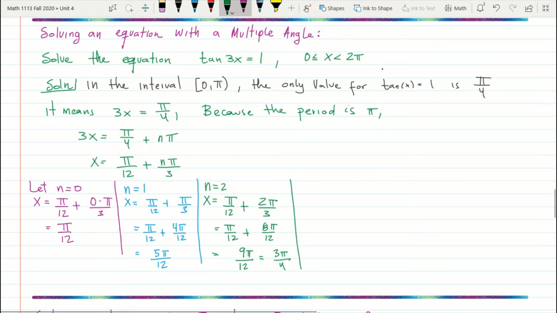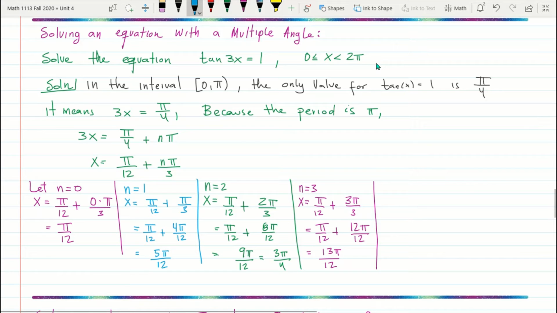Then, let's circle through and use purple again. So n equals 3, x is equal to pi over 12 plus 3 pi over 3. And that cancels out to pi over 12 plus pi, but then I need a denominator of 12, so I'm going to multiply both top and bottom by 12, and I am left with 13 pi over 12.